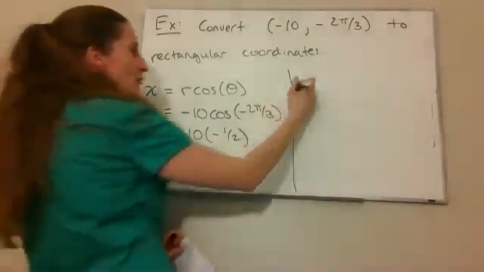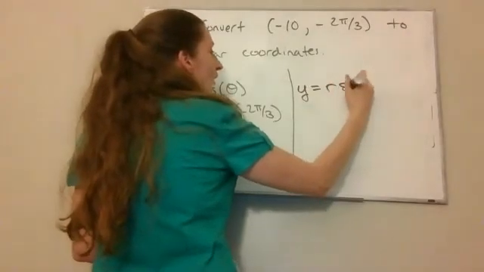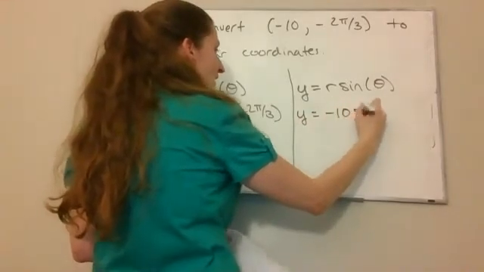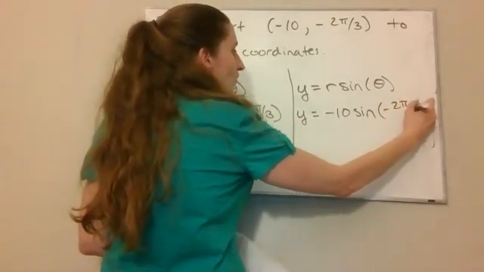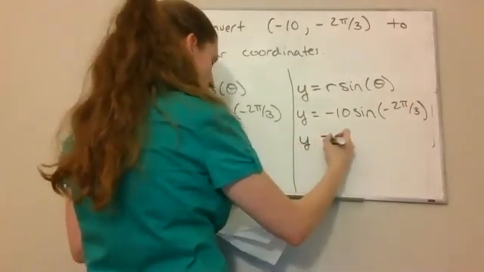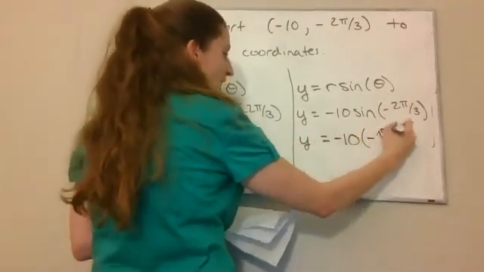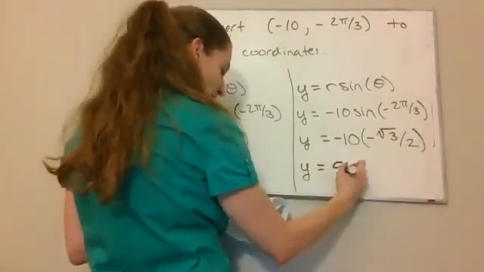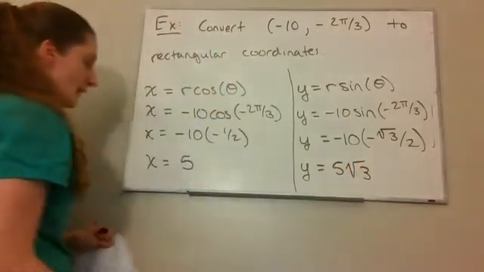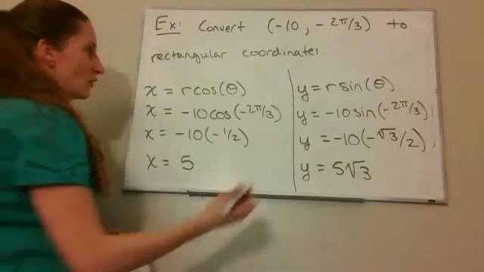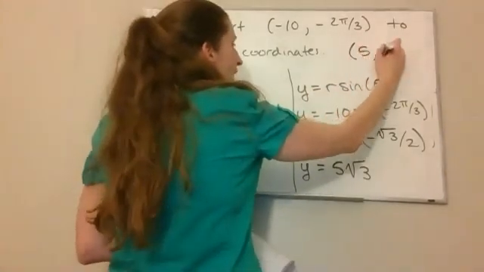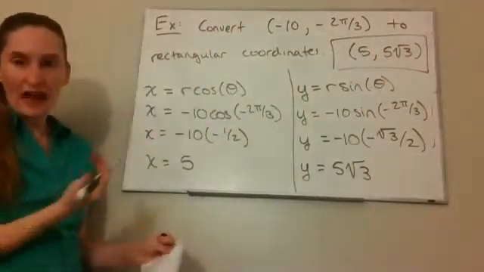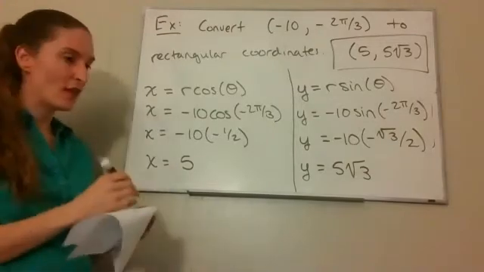I'm going to do the same idea with my y. Y is r sine of theta. So y is negative 10 sine of negative 2π/3, which means y is negative 10 times the negative square root of 3 over 2. So my y coordinate is positive 5 square root of 3. And that means converting it to rectangular coordinates, I get the point (5, 5√3) as my answer for the XY rectangular coordinate version of that polar point.